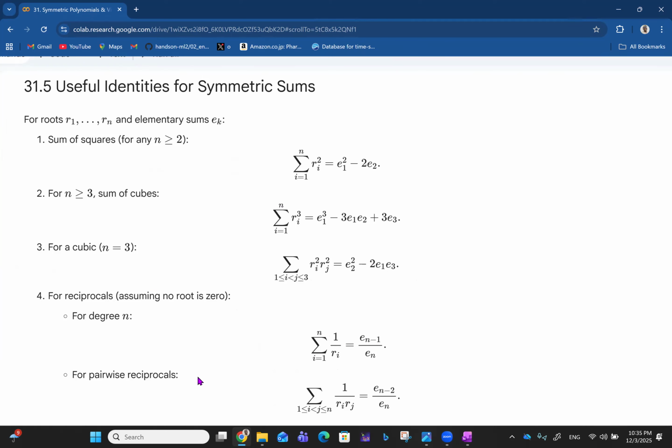So for pairwise reciprocals now, you have 1 over R1 R2 plus 1 over R1 R3 plus 1 over R2 R3 like that. It becomes E(n-2) over En. So these are very useful identities. Now we talk about symmetric polynomials in this case.